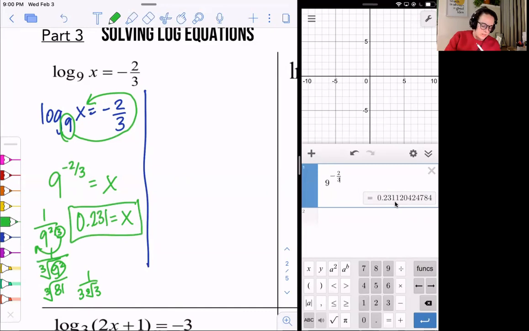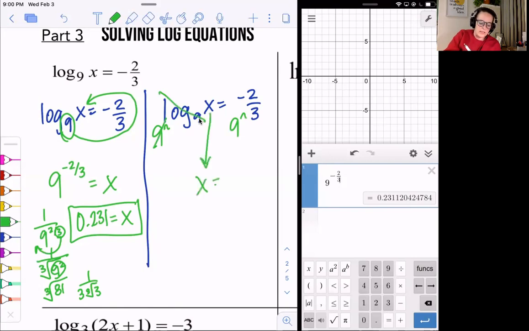If you don't love that version, you can also do it another way, which is using the powers, right? So raise this side to the power of that, 9 to the power of this, 9 to the power of log 9 are going to cancel and drop down, just x equals 9 to the negative 2/3. Put it in your calculator, you're going to get exactly the same thing, right? So here we're just trying to get x by itself. So we get rid of the log. All right. From here on out, you can choose which way you want to go. You should always get the same answer.